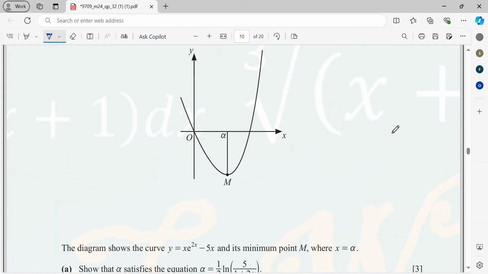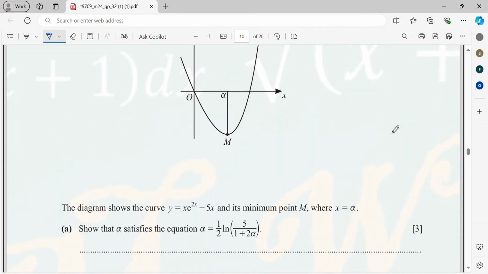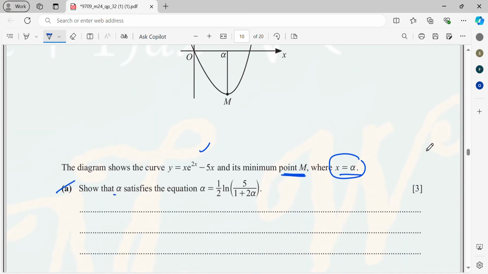Now next question, question number 7. Given the curve, the diagram shows the curve y equals x e^(2x) minus 5x and its minimum point M, where x is alpha. Part A, show that alpha satisfies this equation. So x equals alpha is the x coordinate of the minimum point.